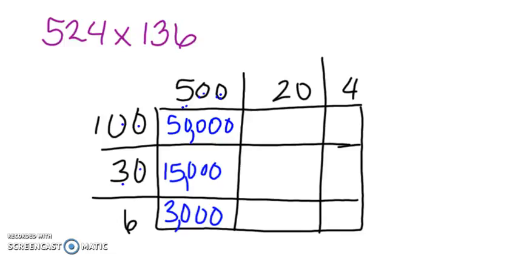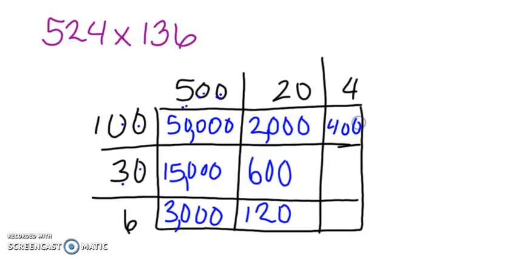Now let's move across. 20 times 100. 2 times 1 is 2, and I have 3 zeros. 20 times 30, my basic fact is 2 times 3 is 6, and I'm going to add on those 2 zeros. 20 times 6, 2 times 6 is 12, and I have 1 zero to add on. And now into my last row. 4 times 100 is going to be 400. 4 times 30 is going to be 120. And 4 times 6 is 24.